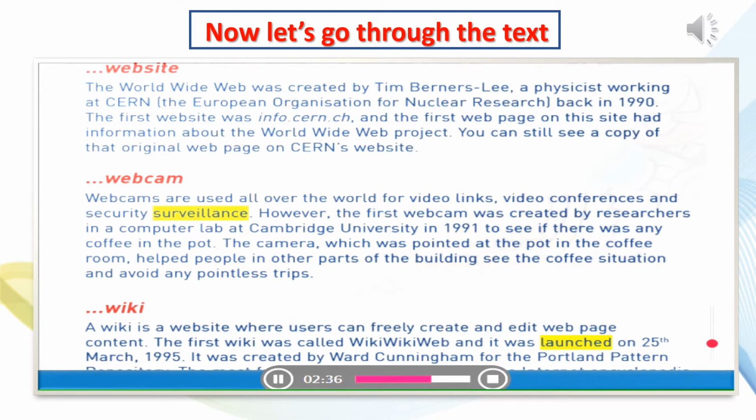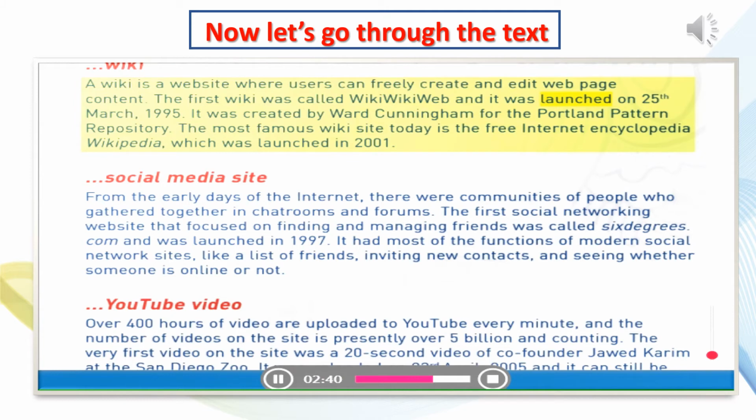The first wiki. A wiki is a website where users can freely create and edit web page content. The first wiki was called WikiWikiWeb, and it was launched on the 25th of March, 1995. It was created by Ward Cunningham for the Portland Pattern Repository. The most famous wiki site today is the free internet encyclopedia Wikipedia, which was launched in 2001.